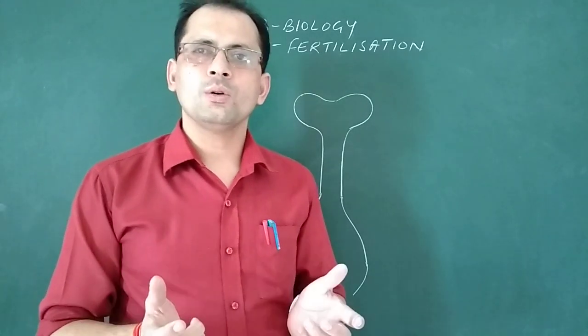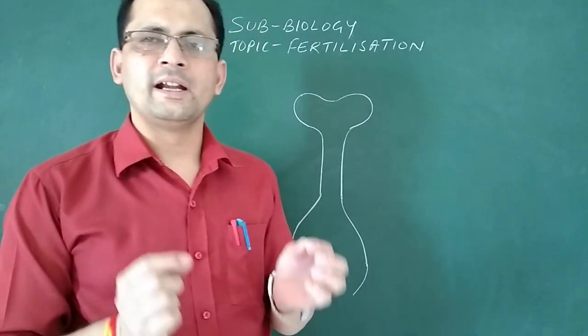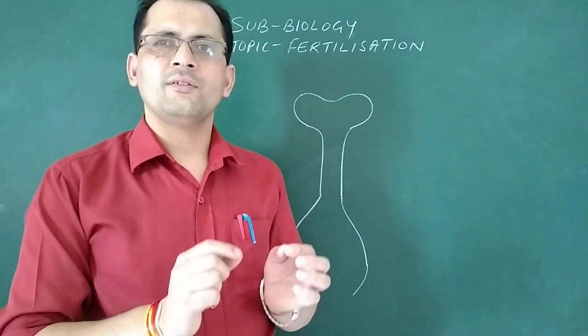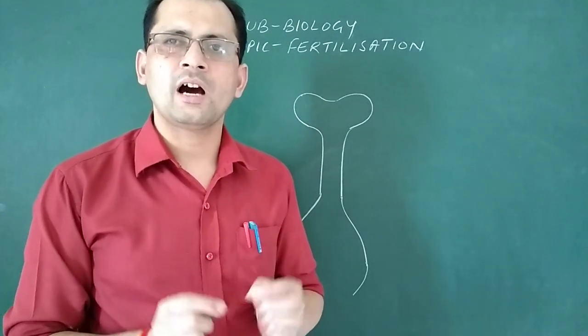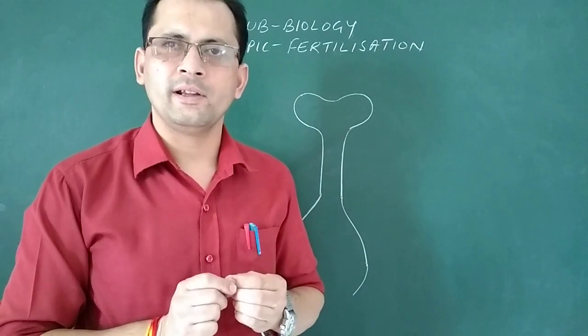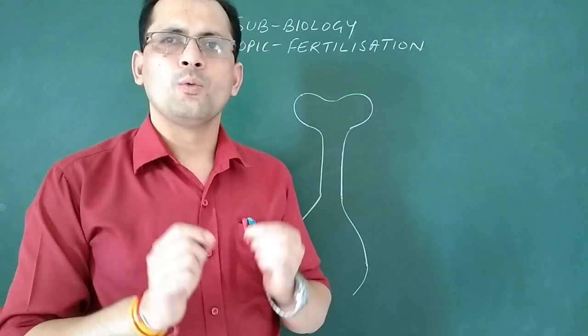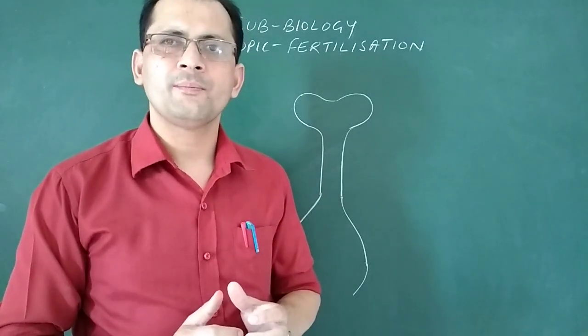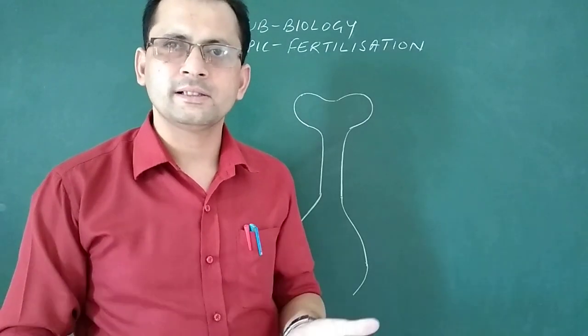Now beta, you know the anther contains the pollen grains, and the female part, that is pistil or carpel, contains stigma, style and ovary. Now what happens when these pollen grains fall on the stigma, that we are going to discuss.